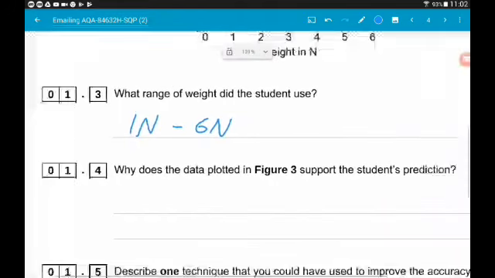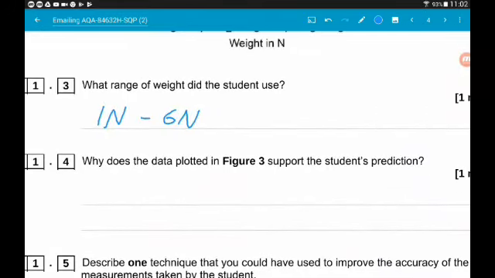1.4. Why does the data plotted in figure 3 support the student's prediction? So remember, their prediction was that the extension will be directly proportional to the weight. Direct proportion has to be a straight line and it has to go through the origin. So that's how the graph supports the prediction. We've got a straight line that passes through 0, 0.